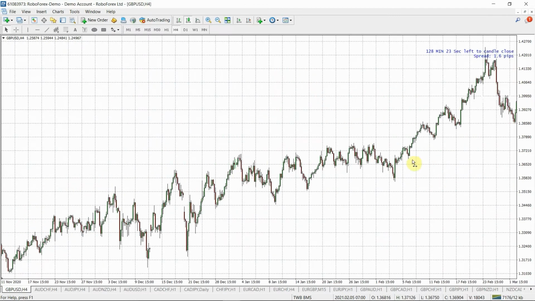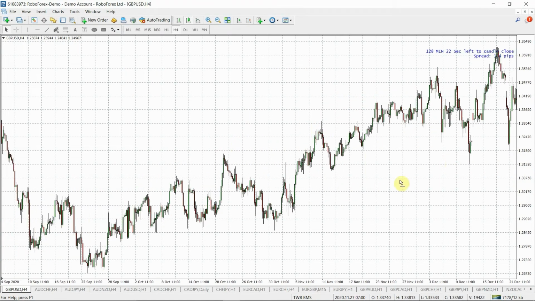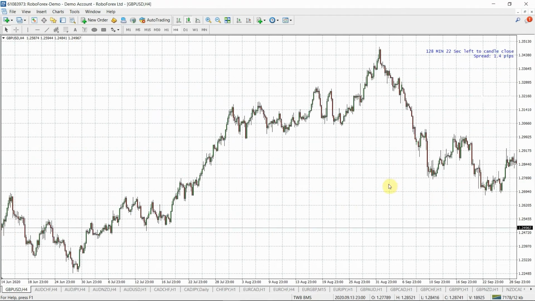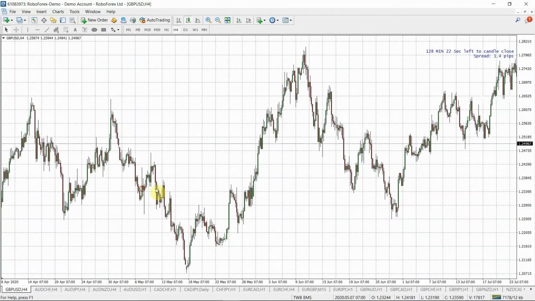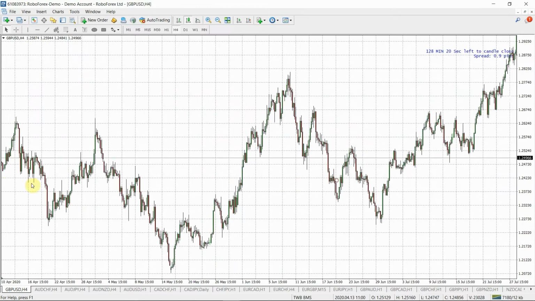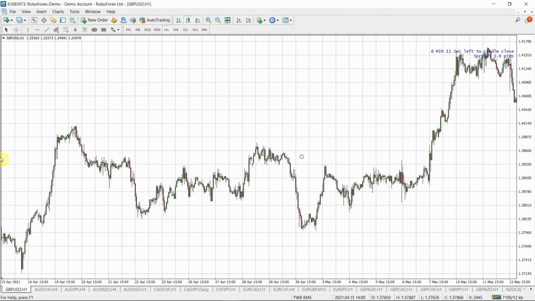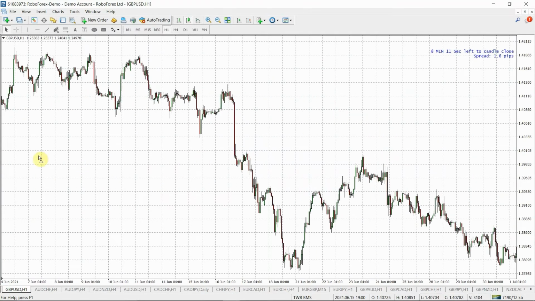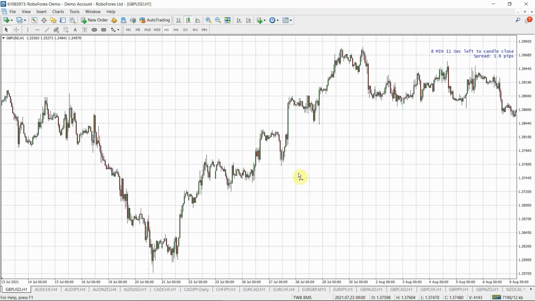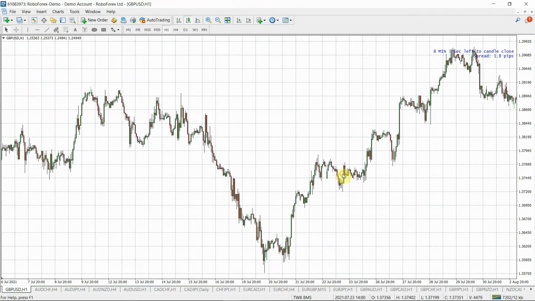Okay, so now what I'm going to show you is how you buy on an uptrend and how you sell on the downtrend. So let's find a good trend here. Let's go to the H1. I think that would be nice. All right, and let's take this for example. This is a nice breaking market structure, also known as BMS.